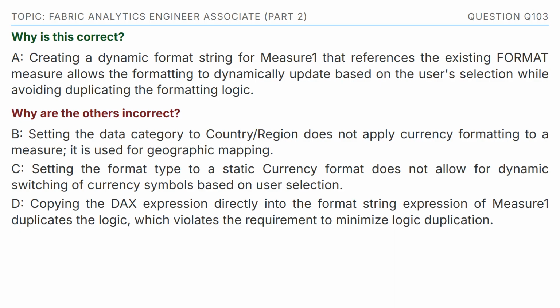Why are the others incorrect? B. Setting the data category to country/region does not apply currency formatting to a measure; it is used for geographic mapping. C. Setting the format type to a static currency format does not allow for dynamic switching of currency symbols based on user selection. D. Copying the DAX expression directly into the format string expression of Measure 1 duplicates the logic, which violates the requirement to minimize logic duplication.